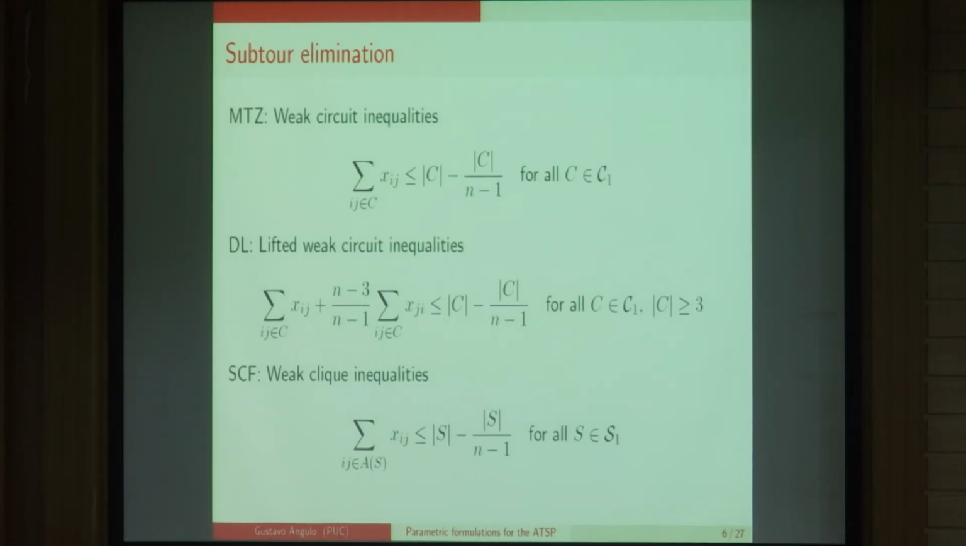If we project the Rochert and Laporte formulation, we get a strengthening of the previous inequalities, which are called the least weak circuit inequalities. Here, we also have the arcs in the reverse cycle, multiplying by some factor. And if we project the single commodity flow formulation, we get the weak clique inequalities, where in the left-hand side, we have all the arcs between the elements in S, but we have something that is not as strong in the right-hand side.